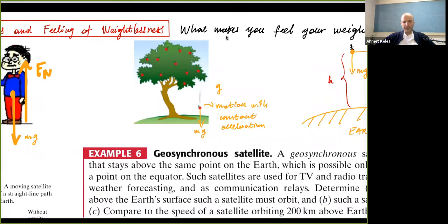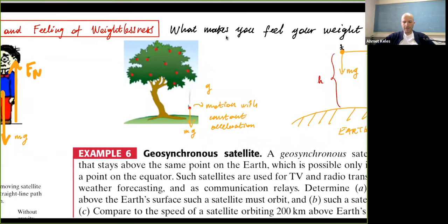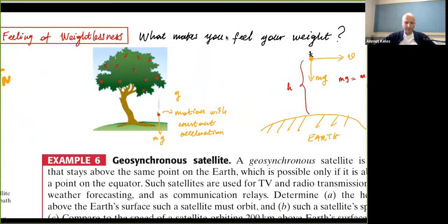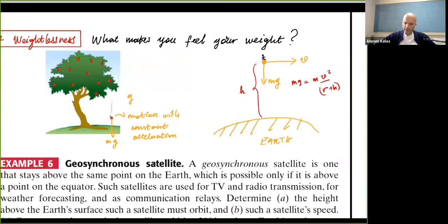So are there any other cases? Yes. What could be happening is like this, right? Suppose you are at some height above the earth. Let's call this h. And you move with a velocity v, and I still have mg. And I ask myself, what does this mg do compared to the others?